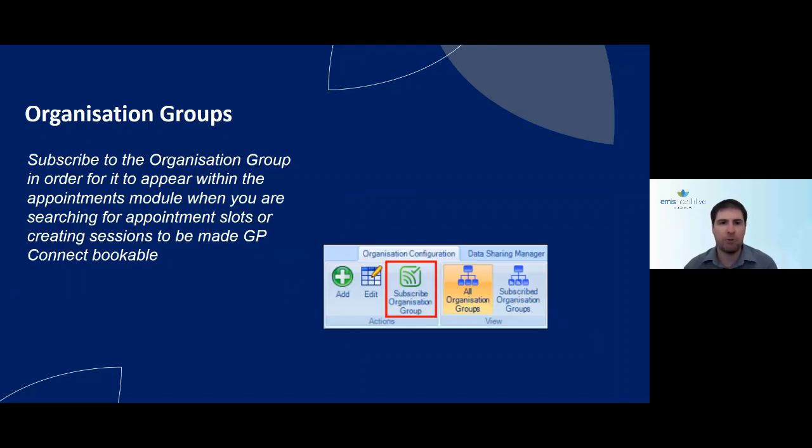Once you've added that group in, you may need to subscribe to it, or other organisations may need to subscribe to it. In order to subscribe, you need to go onto that organisation groups page, and at the top we have an icon that says subscribe organisation group. You highlight the organisation group that you want to subscribe to, and then click that button and it'll go into your subscribed. You need to do this in order for it to appear within your appointments module when you are searching for appointment slots or creating sessions for a GP Connect bookable.